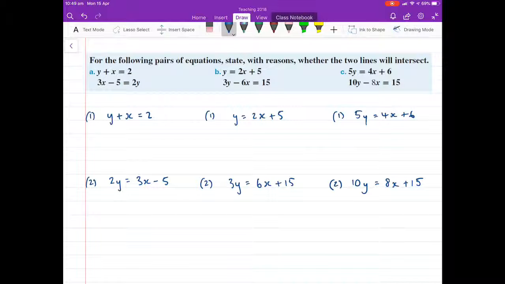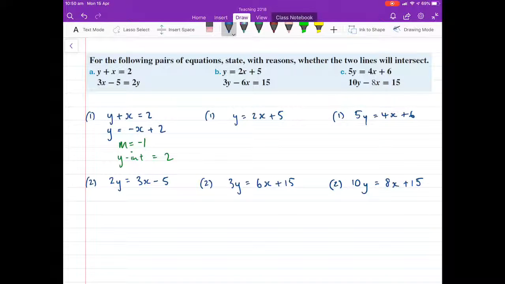Now, first one here, y plus x equals 2. We are going to rearrange that to make y equals negative x plus 2. From here, we can identify our gradient is negative 1, and our y-intercept equals 2. All right. This will all make sense in a second. Let's jump down to the second one.